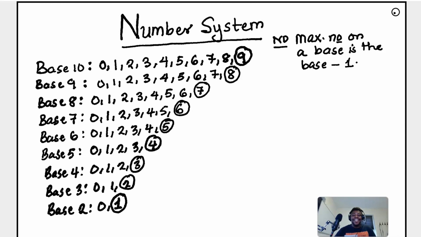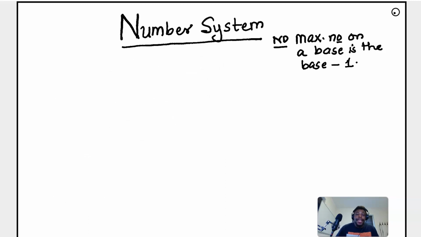Good. Now, we now know how to get the maximum number on a particular base. But what is the application of this? I'm going to tell you why you need to know this. Now, let's see the application of knowing the maximum number of a particular base. For an example, if I give you something like this.